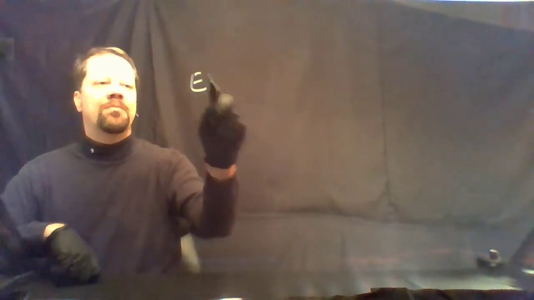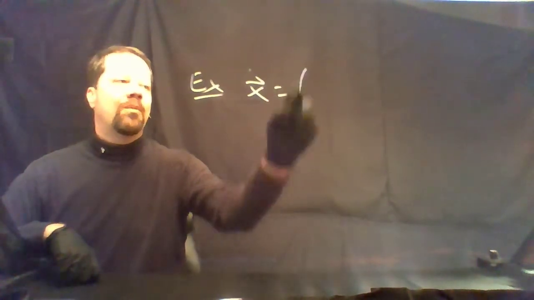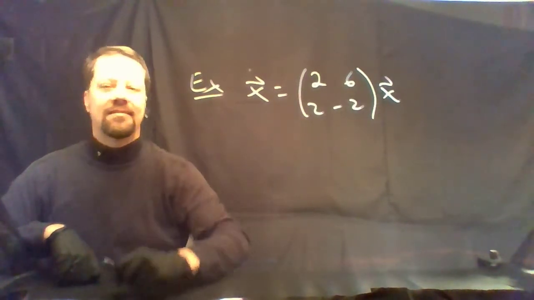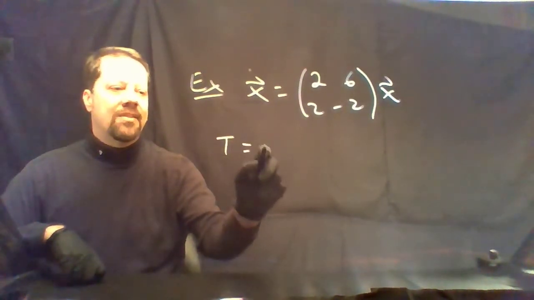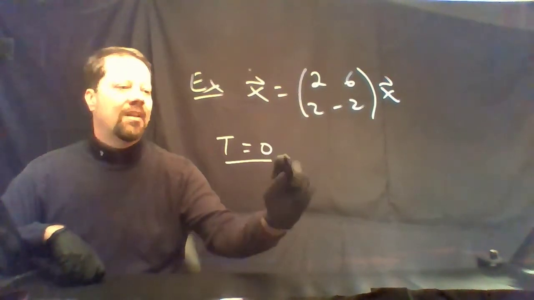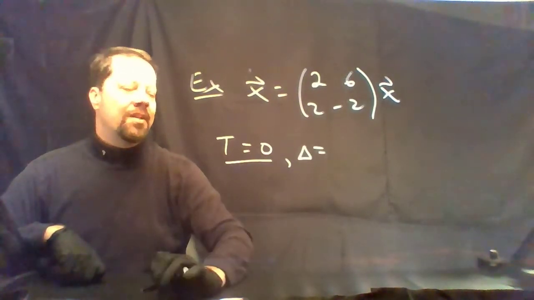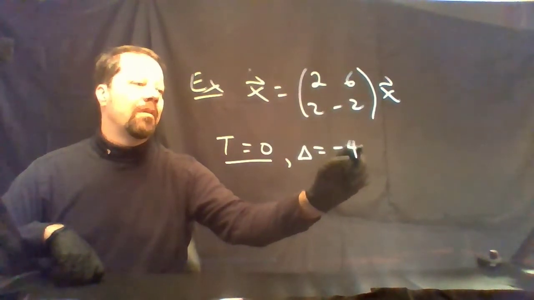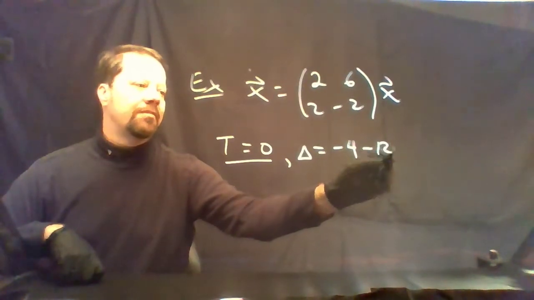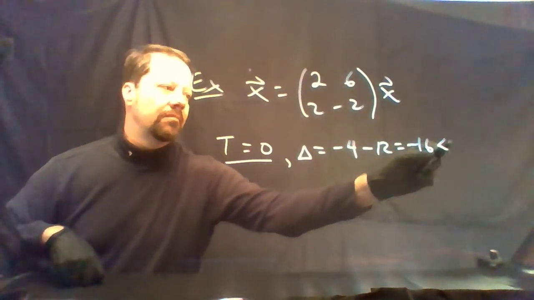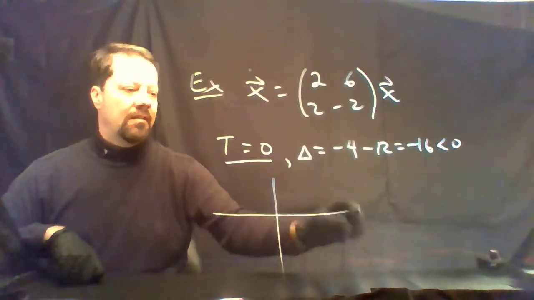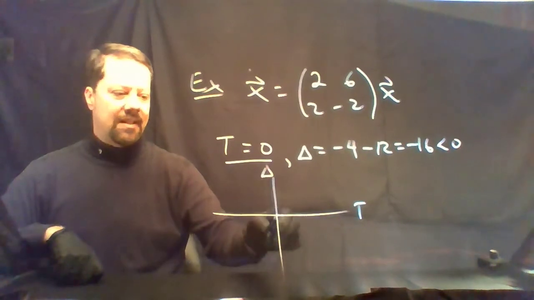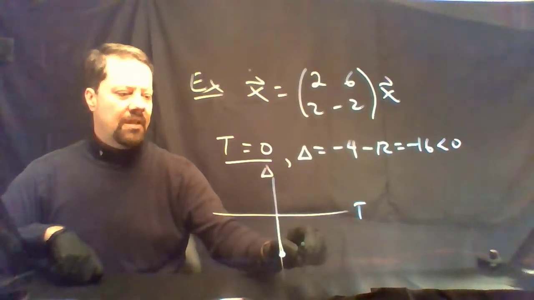As another example, let's look at x dot equals the matrix 2, 6, 2, negative 2 times x. The trace is equal to 0, whereas the determinant is equal to negative 4 minus 12. On the plane, t equals 0 puts us on the vertical axis, and since delta is negative, we have a saddle.